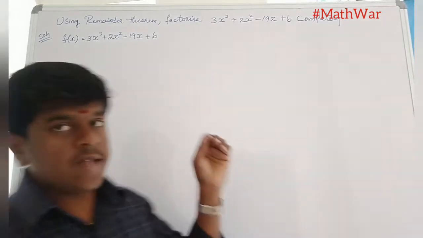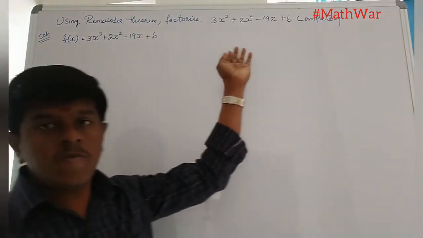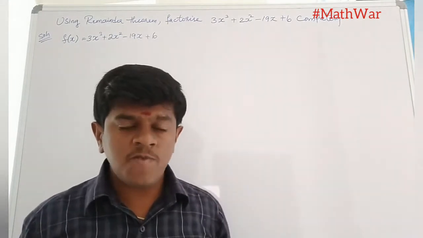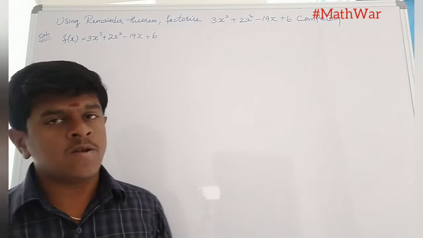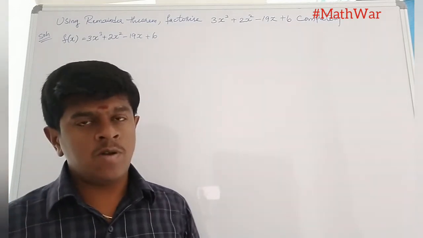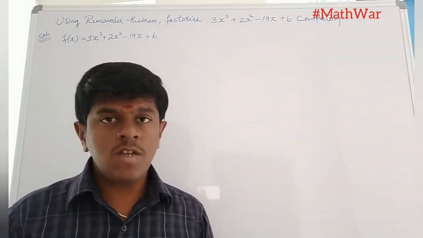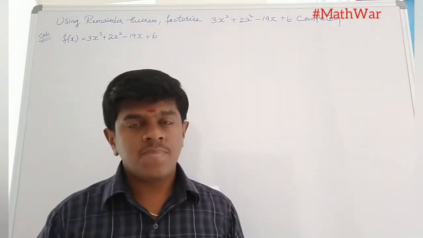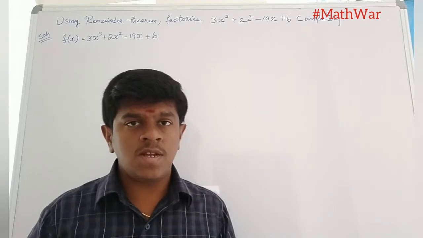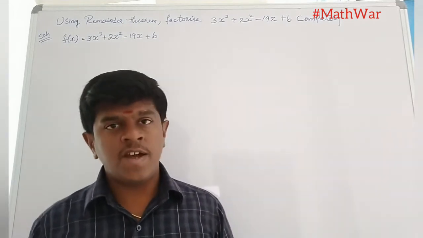So, also you can see this is a cubic polynomial. If it is a quadratic polynomial, by splitting the middle term method or some other method, we can find it out. Since it's a cubic polynomial, it is our duty to first guess what will be the factor. So you have to choose the number. By trial and error method only we can find out the factor.